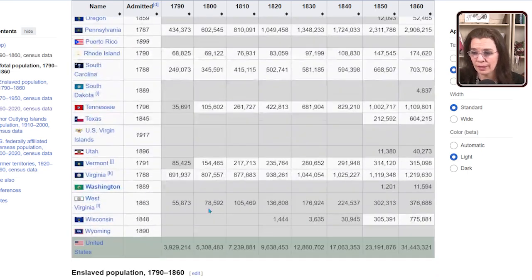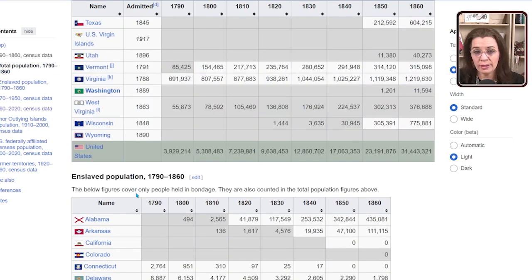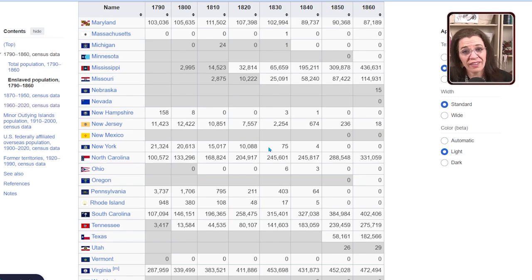The other cool thing about this website is it has the population for the enslaved persons that were in the United States. What I find interesting, being from Ohio, is I always thought Ohio never had slaves, but in fact, in 1830 and 1840, they had a few. I wonder where they lived. Rhode Island started with almost 1,000 slaves, but by 1860, it had banned slavery from the state. So that's why you can see the numbers drop off.